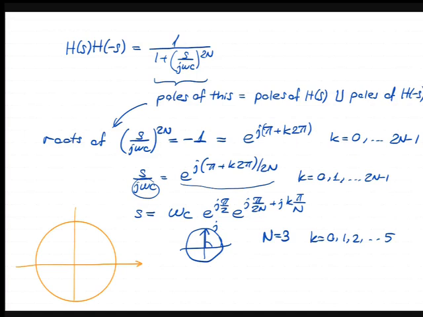Pi over 2 plus 60? No, 2n is, what is 2n? 6. 30. Okay. So we start at 90, add another 30, so it's going to be here. So this is 30 degrees, right? So this is k equal to 0. Okay, k equal to 1.